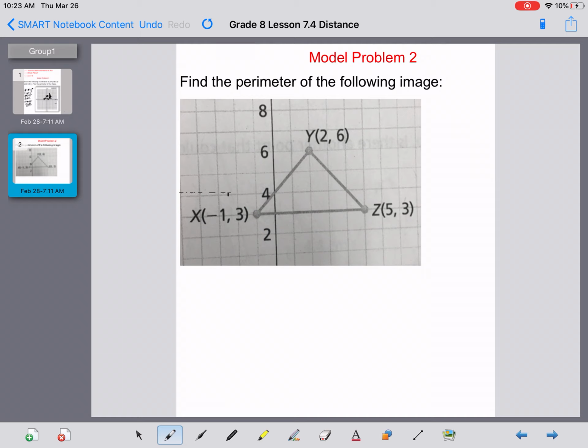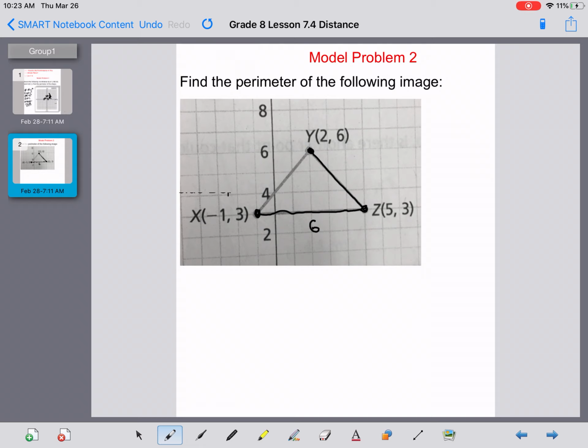So again, if I need to find the perimeter, I need to find the length of every side. This first side, from X to Z, would be 1, 2, 3, 4, 5, 6. Now I have to find the distance from Y to Z and Y to X. In both of those, I notice that they're not perfectly on the grid, so I cannot just count the spaces.